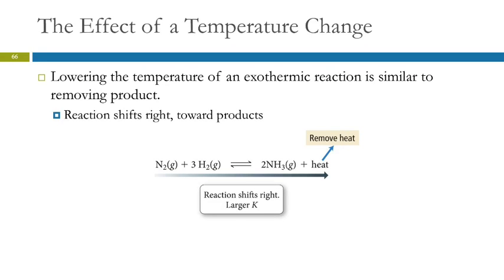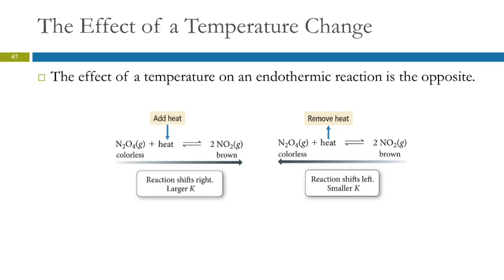If we lower the temperature of an exothermic reaction, that is like removing heat, removing a product. It'll shift to the right. Again, the rate constant, not rate constant, equilibrium constant is going to change. So many K's and M's. If we have an endothermic reaction, the effects are opposite.